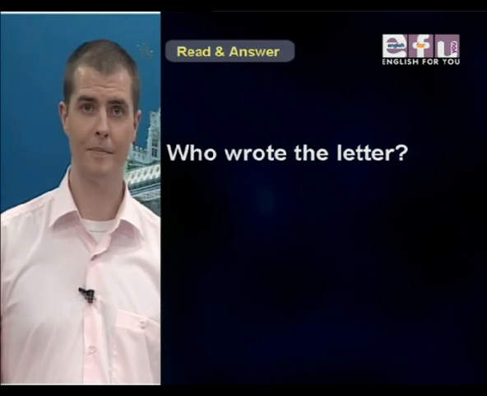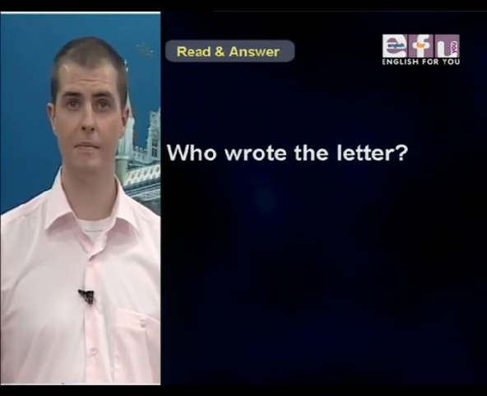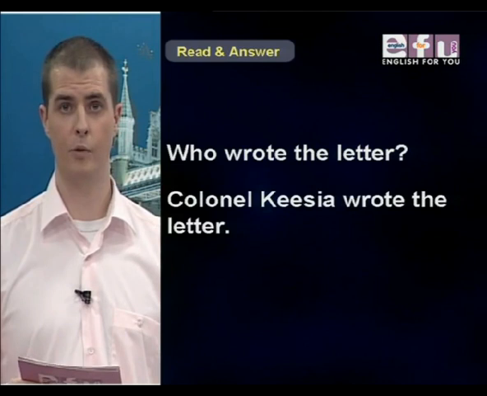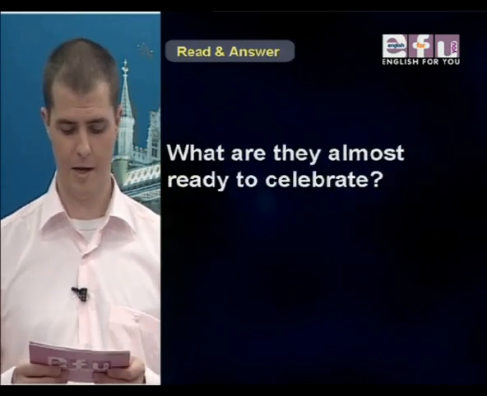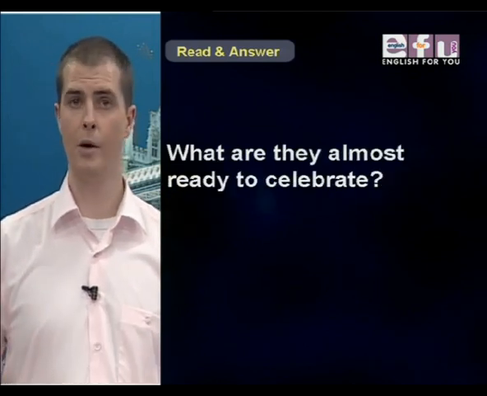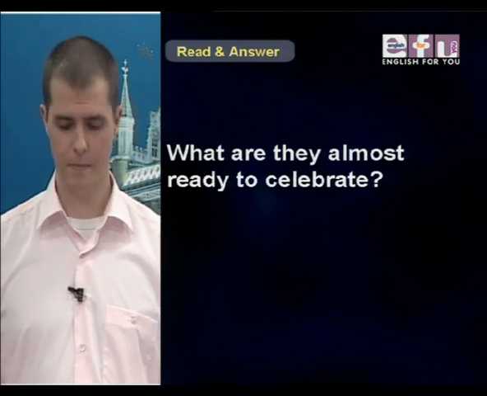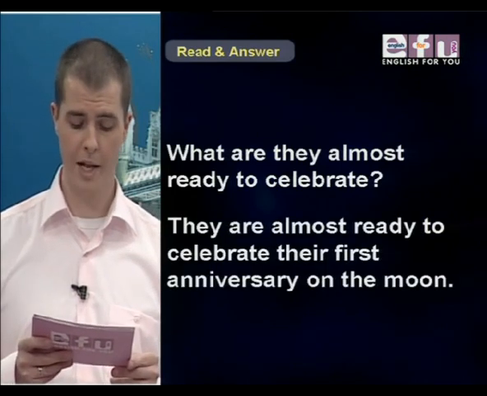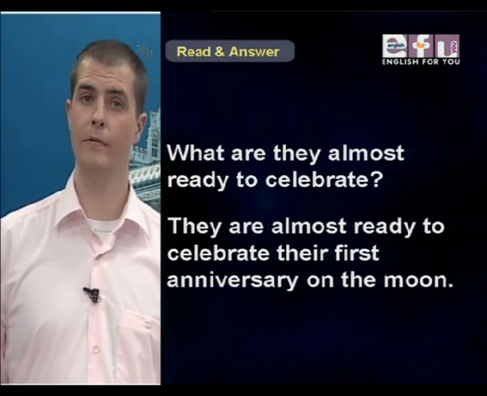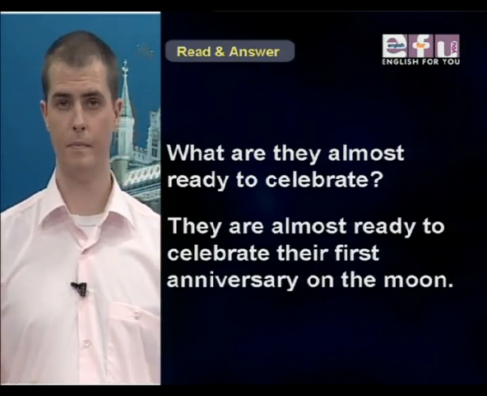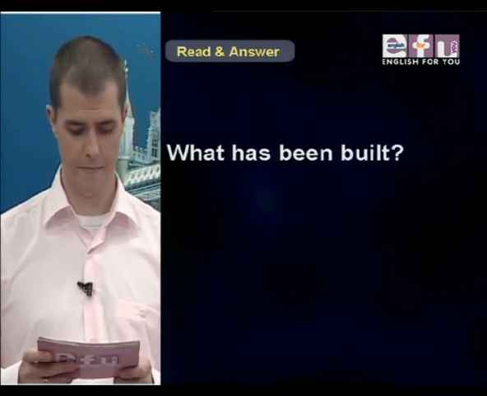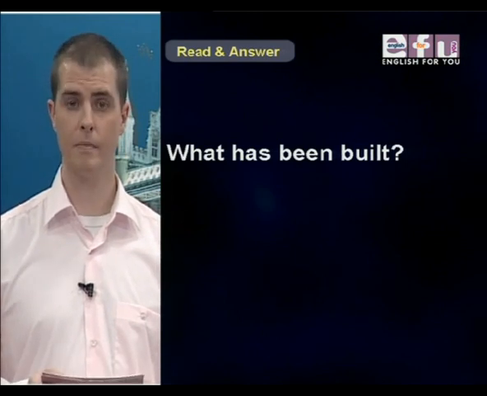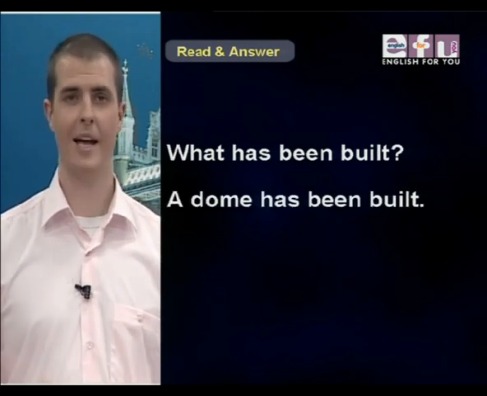Now check your answers. Number one, who wrote the letter? Colonel Kisia wrote the letter. Number two, what are they almost ready to celebrate? They are almost ready to celebrate their first anniversary on the moon. Number three, what has been built? A dome has been built.